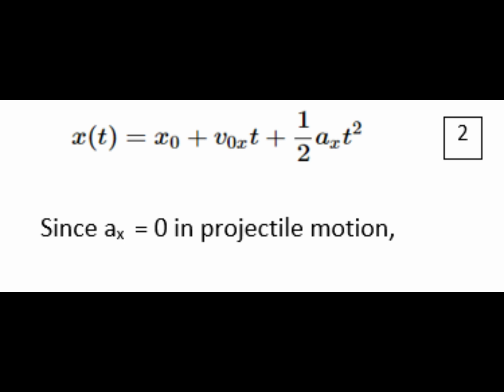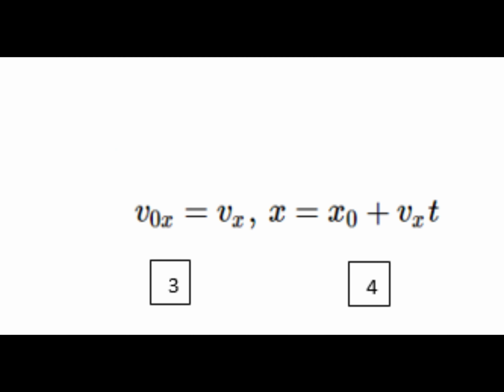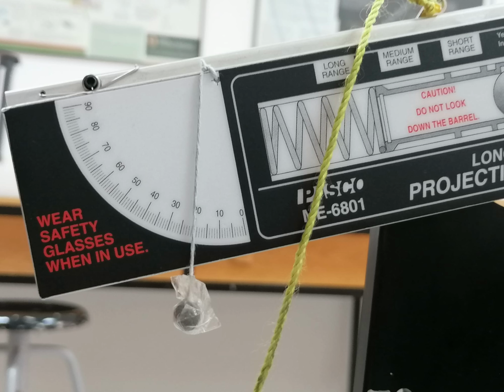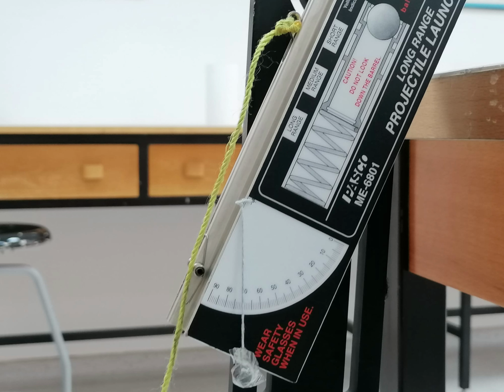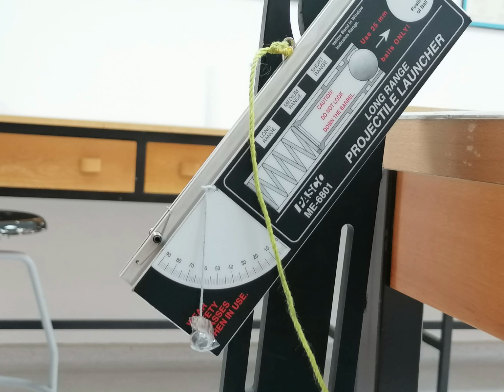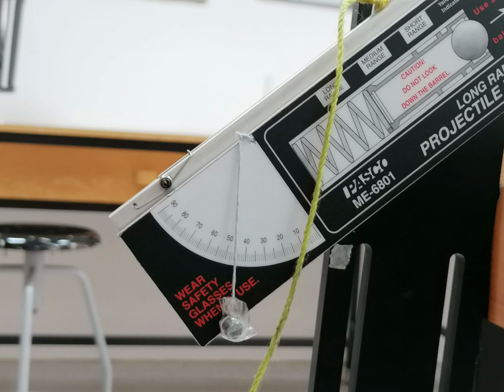Using the equations here and using the data I obtained, I calculated the muzzle velocity of the launcher. After a few test shots, I found the muzzle velocity of the launcher to be 3.95 with the data I obtained. I adjusted the launcher to 20, 70, 30, 60, and 45, and a few more angles.